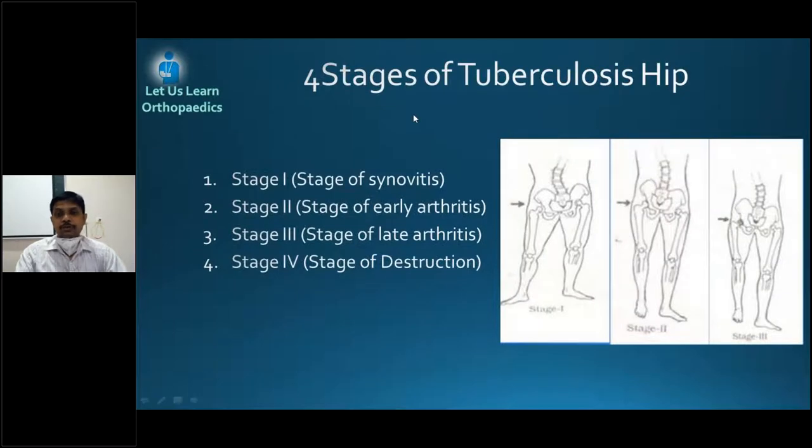Coming to the stages of tuberculosis, there are four stages. Stage one is called the stage of synovitis, stage two is called the stage of early arthritis, stage three is called the stage of late arthritis, and stage four is the stage of destruction. These are the four stages we will describe in tuberculous hip. What is stage one? Stage of synovitis. Stage two is the stage of early arthritis. Stage three is the stage of late arthritis. And stage four is the stage of destruction. So we will describe this in detail.